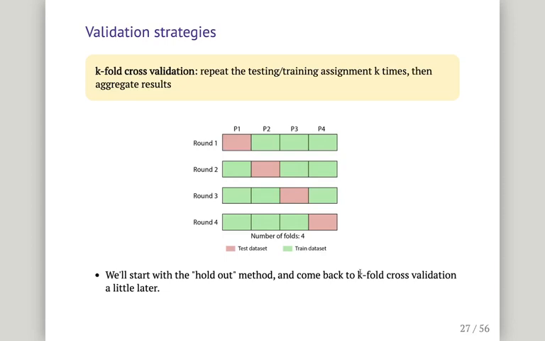Another strategy that we might use is what's called k-fold cross-validation. So picture repeating this testing training assignment k times, and then we aggregate the results. Building a model using k-fold cross-validation takes significantly longer because we're fitting the model not just one time on one training data set, but k times on k training data sets. We'll come back to k-fold cross-validation and how to implement it a little bit later, once we have some more classification algorithms under our belt. But for now, I want to take a look at how you would implement the holdout method.